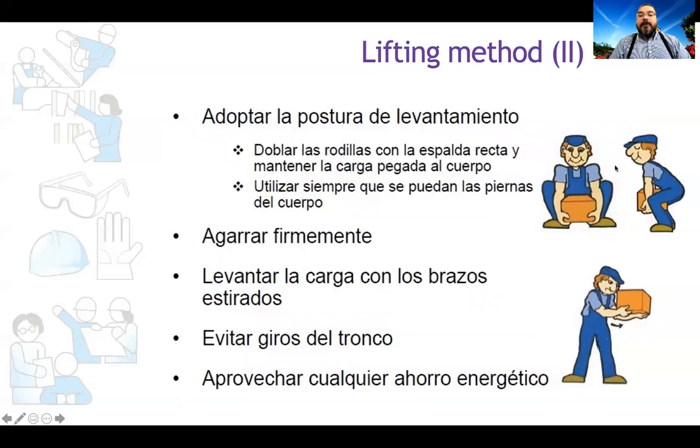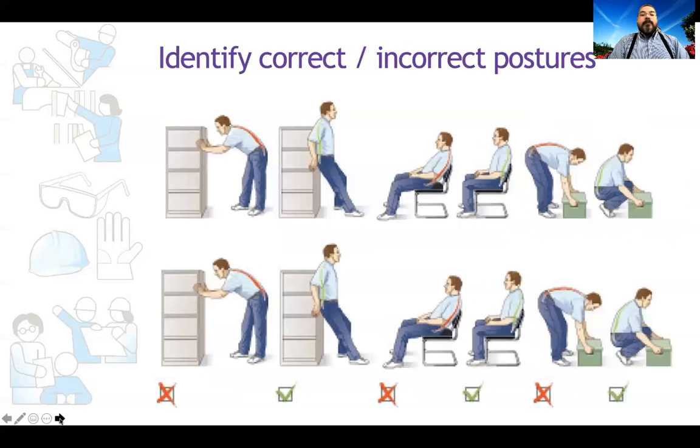Here are some examples of lifting methods, and you must always try to avoid moving your body to one side or the other when you are lifting. You should have a stable position with the load in front of you. Here are some examples of good and bad positions when sitting, when trying to move something, when trying to lift something.